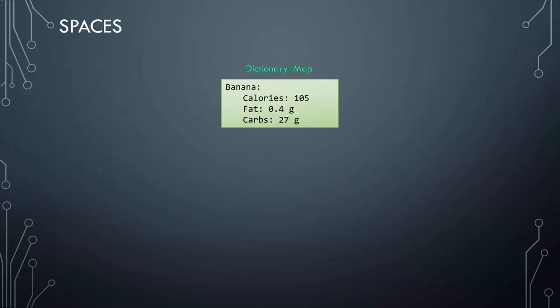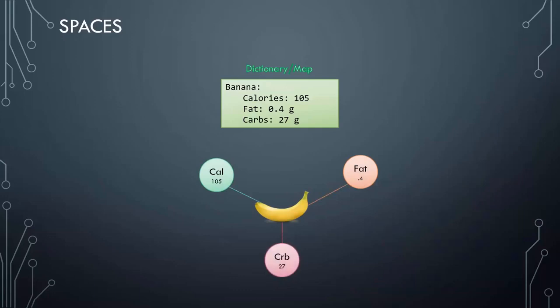Let's take a closer look at spaces in YAML. Here we have a dictionary representing the nutrition information of banana. The total amount of calories, fat, and carbs are shown. Notice the number of spaces before each property that indicates these key value pairs fall within banana.